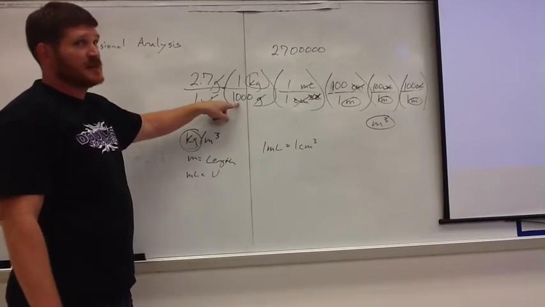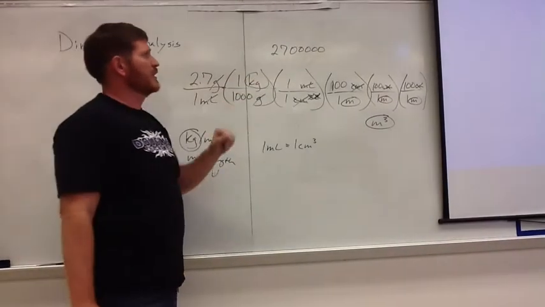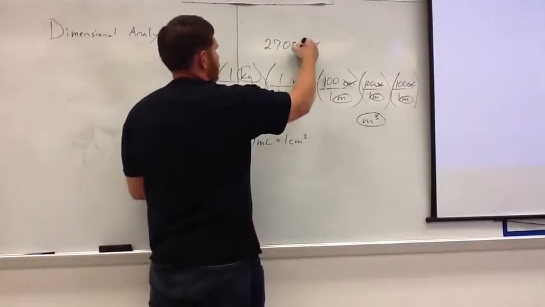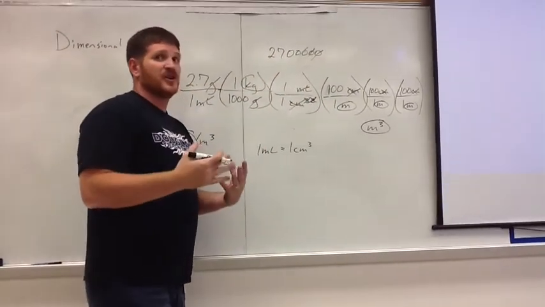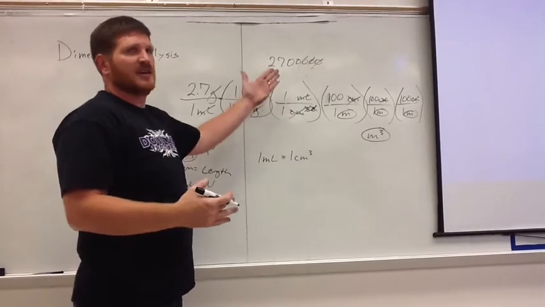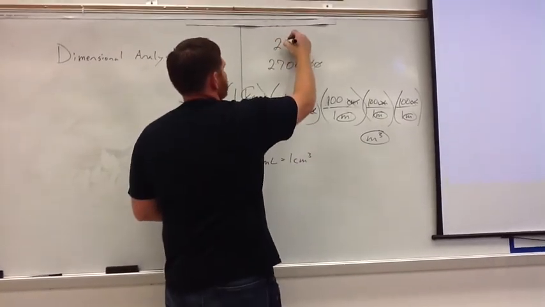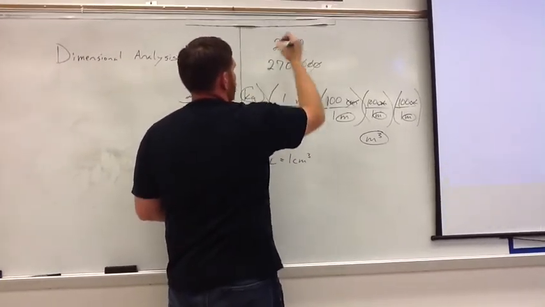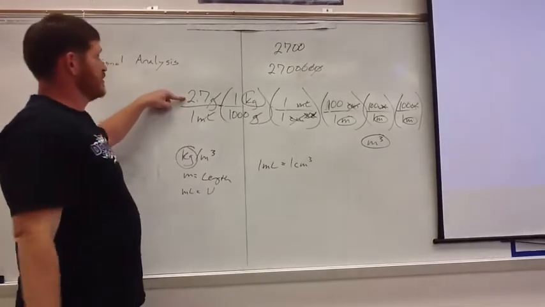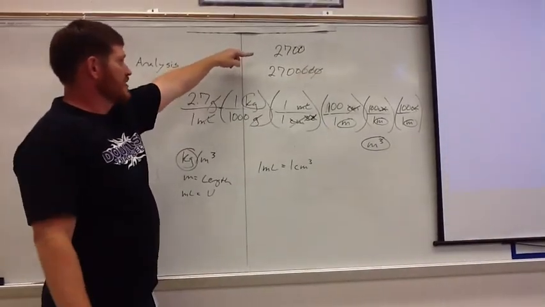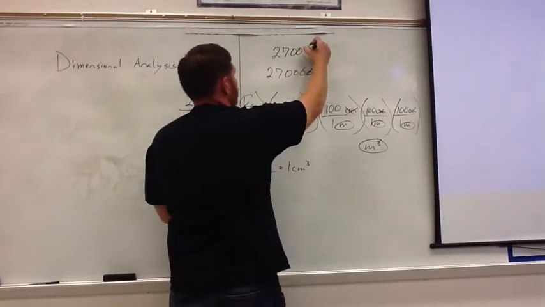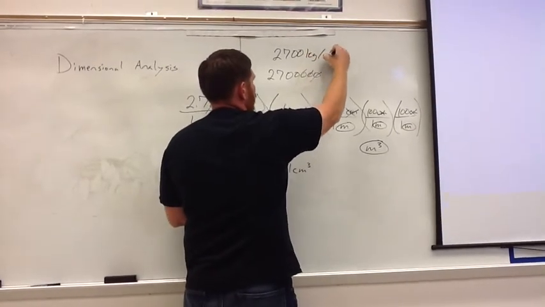Okay, 1,000 has how many zeros? 3. So what do I need to do with 3 of these zeros? I need to cross them out. Now these are all things that you can do on your calculator, really, really easy. You don't need to do it that way. So my answer is 2,700. Okay, I have 2 sig figs, so that's a good answer. And I am at units of kilograms per cubic meter.